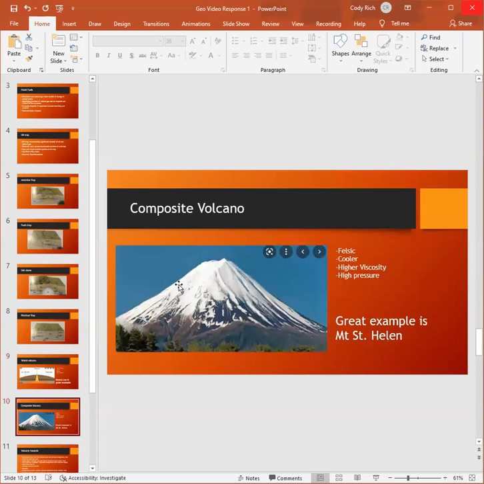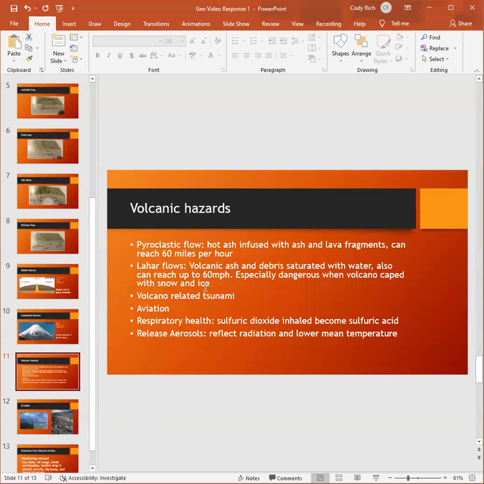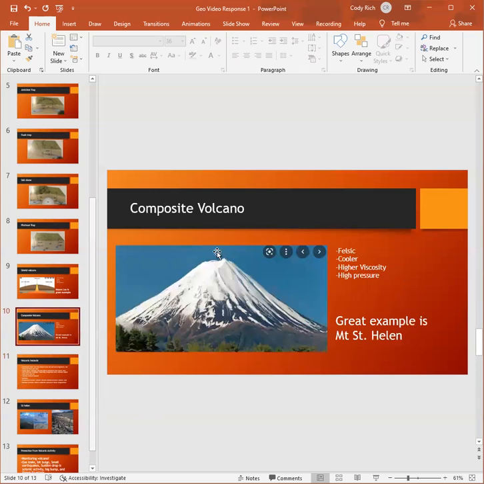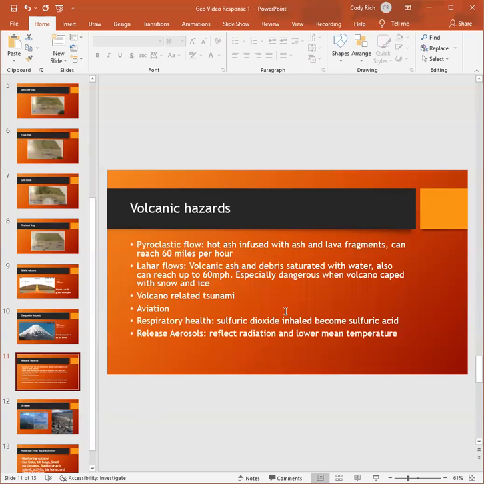And then contrasting that, which is what we normally think about, is composite volcanoes, which get this tall cone like Mount St. Helens, which are felsic, cooler, higher viscosity at higher pressure, and these lead to more explosive eruptions. Some volcanic hazards are pyroclastic flow, which is the hot ash and air infused with lava fragments, and lahar flows, which are volcanic ash and debris saturated with water. They both can reach up to 60 miles per hour, and lahar flows are especially dangerous with volcanoes capped with snow, like this image right here.